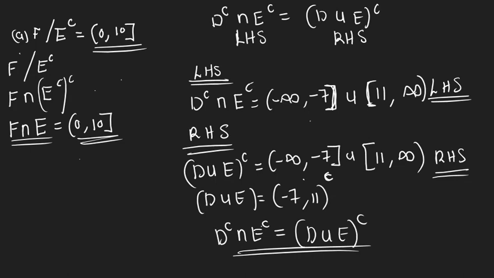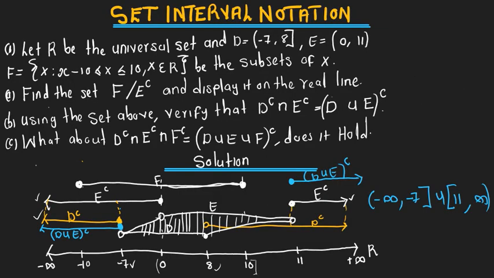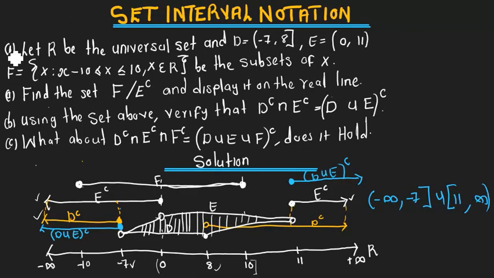Now they're asking, what about D complement intersection E complement intersection F complement? Is it equal to D union E union F, then complement? Is it okay? So let's try to prove it.